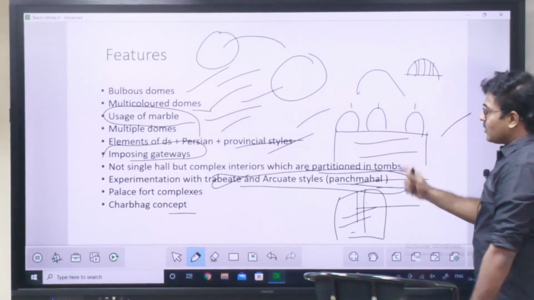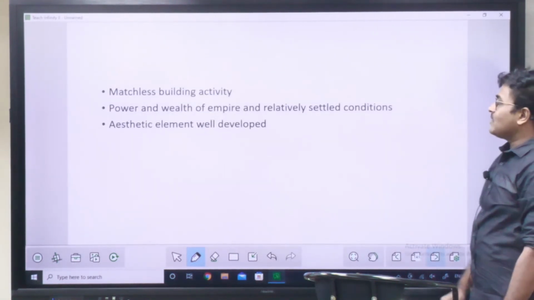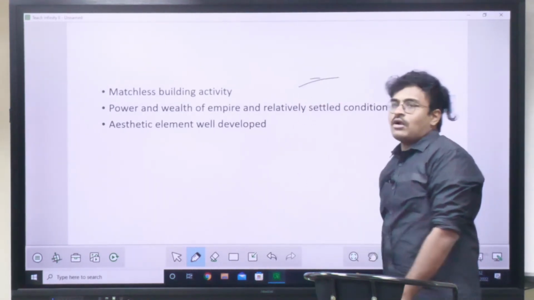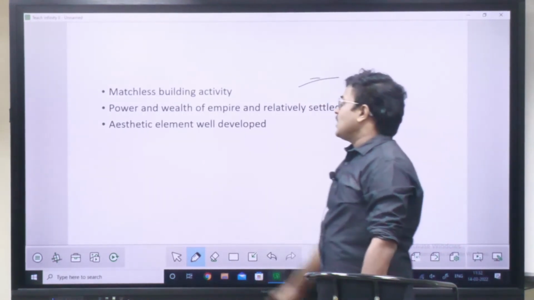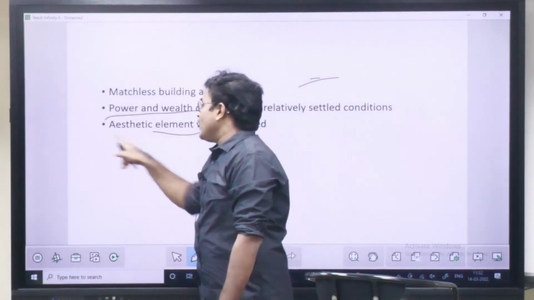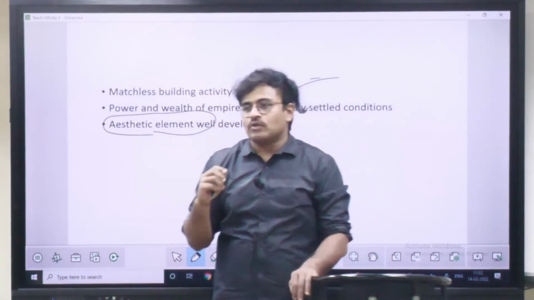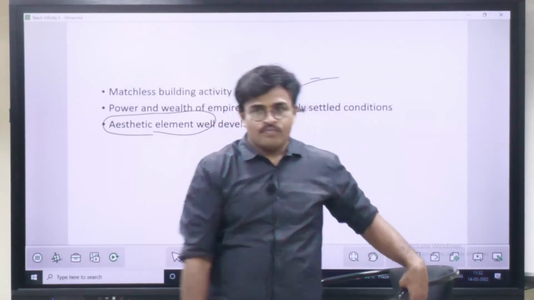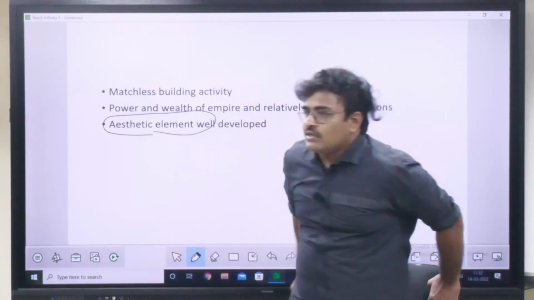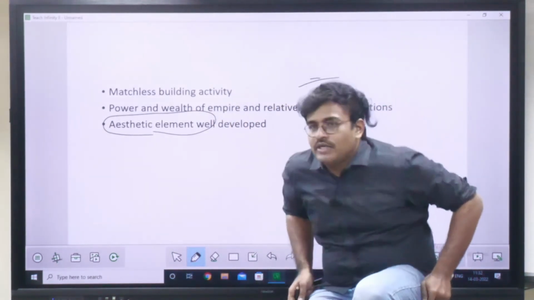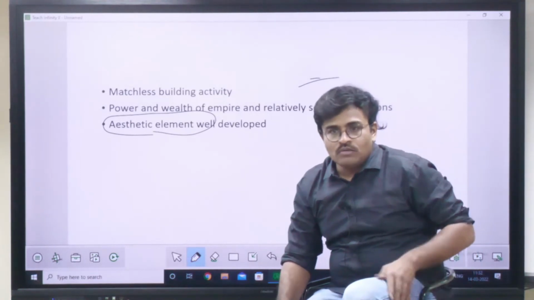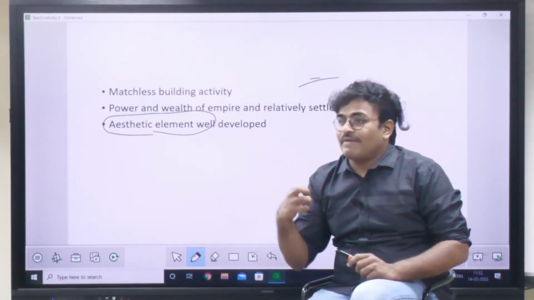Okay, so every term is important here. Next one is, okay, so they constructed a lot of buildings during their period. And during their period, this idea of beauty, what is really pleasing to the eye, they started focusing upon that. And any art form, finally, its ultimate aim is to look aesthetically beautiful. Yes or no? And this aesthetic beauty is perfected during this period.